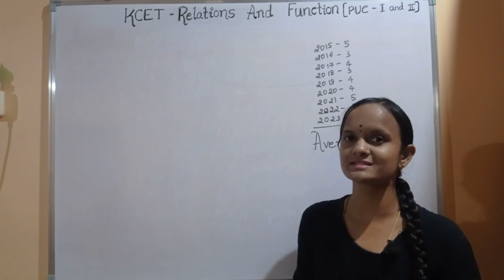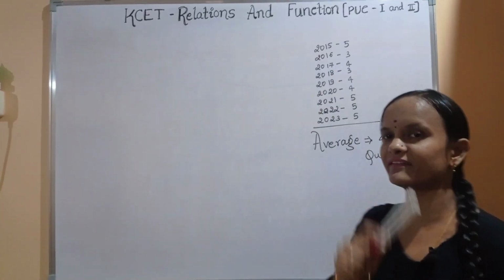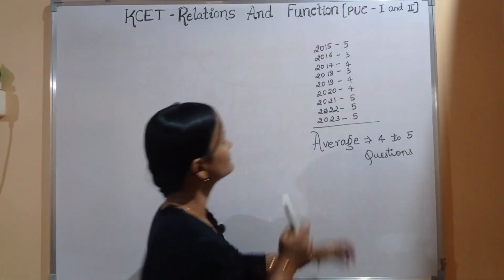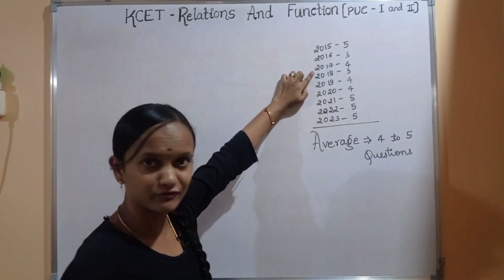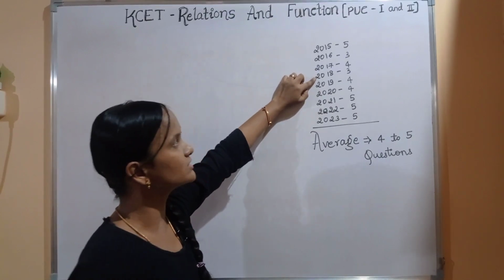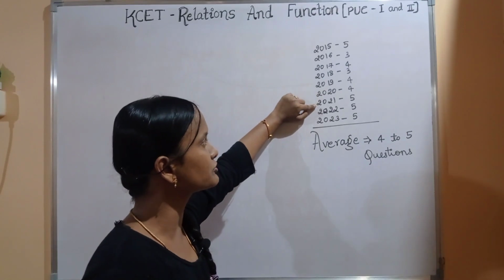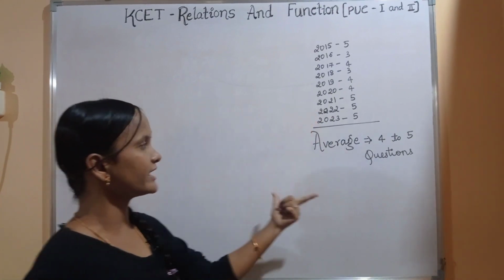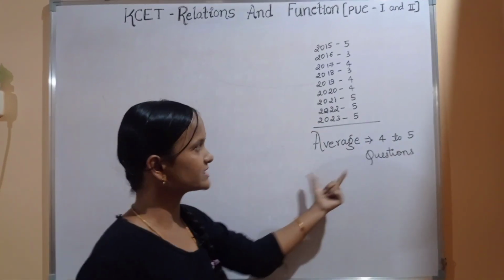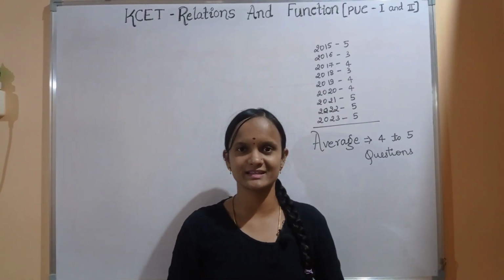Today I am going to start CET on relations and functions of PUC first year and second year. In previous years, in 2015, 5 questions came. In 2016, 3 questions. In 2017, 4 questions. In 2018, 3 questions. In 2019, 4 questions. In 2020, 4 questions. In 2021, 5 questions. In 2022, 5 questions. In 2023, 5 questions. On average, in this year, you can expect 4 to 5 questions. So, let's get started with this.